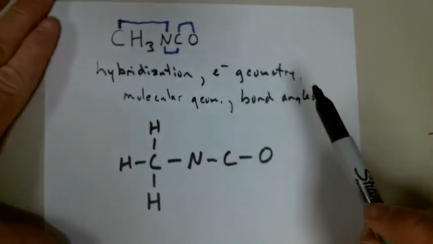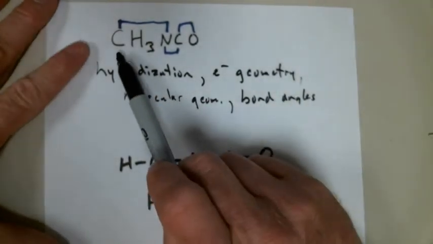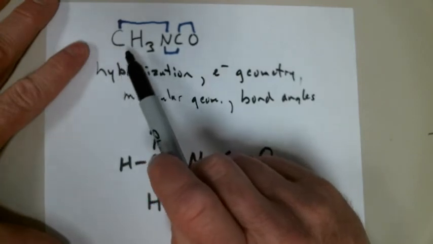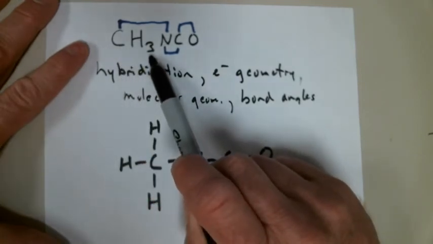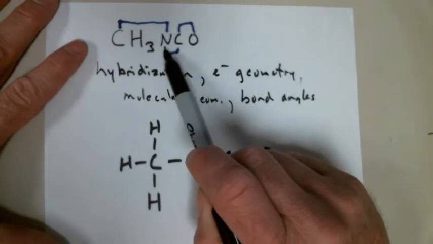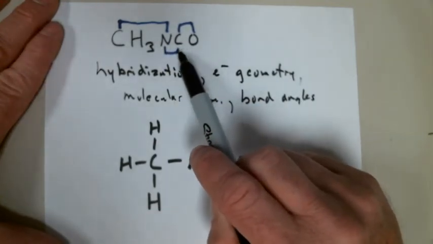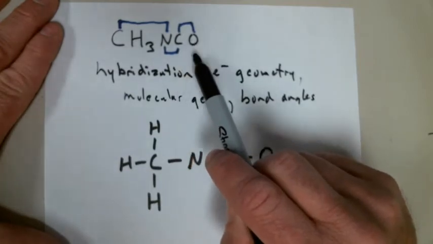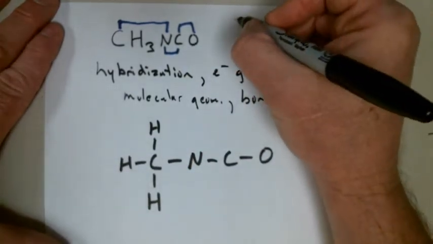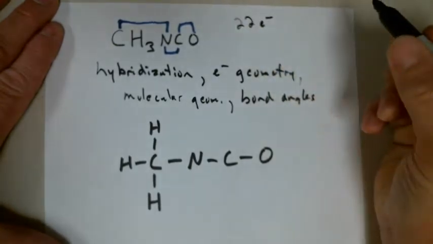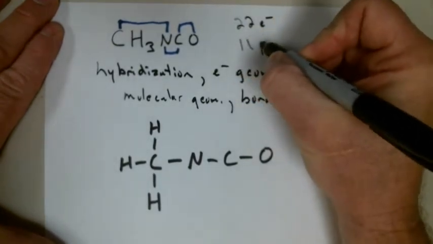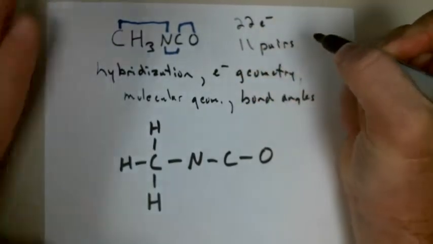Right? Because you can look at the periodic table and see that carbon's in group 4, so that's 4. 3 for the hydrogen, so I'm at 7. 5 for the nitrogen, so that gets me to 12. 4 for the carbon, that gets me to 16. 6 for the oxygen, that gets me to 22 valence electrons, or 11 pairs. Does that sound right?